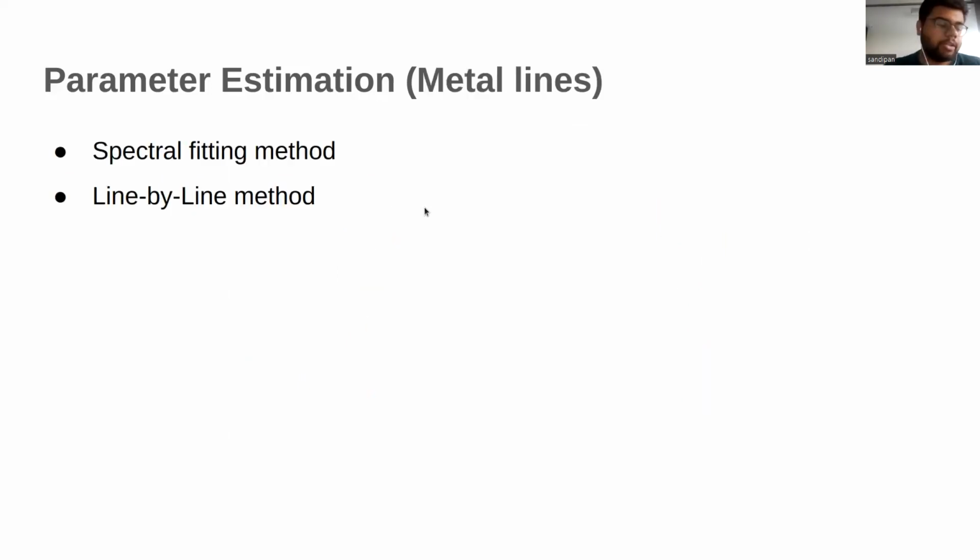Next, after analyzing the Balmer lines, we are left with the metal lines. So metal lines are the absorption lines from all the elements that are present in the spectrum, except for hydrogen and helium. There are two methods of estimating parameters through metal lines. One is called the spectral fitting method, and another is called the line-by-line method.